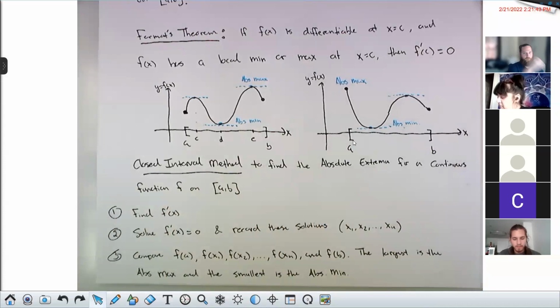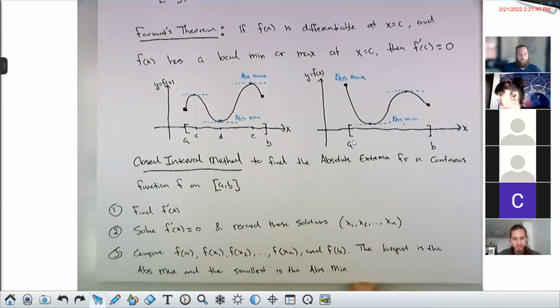But really, what these two theorems do, Fermat's theorem and the extreme value theorem, is they give you a list of possible X values where your absolute min and absolute max could occur. And then in order to figure out where the absolute min or absolute max occurs, you just test all those possible X values. It's kind of like the rational roots theorem from pre-calc, if you remember that. It's a theorem that gives you a list of all possible rational roots for a polynomial, and then you check them. Here you get a list for all the possible locations of an extrema, and you check them.